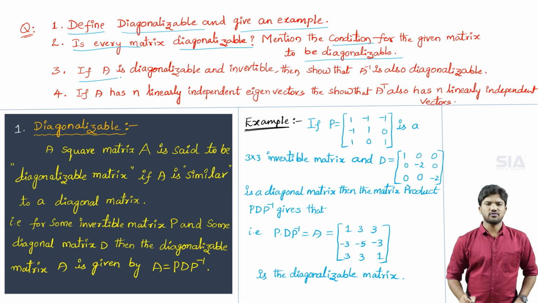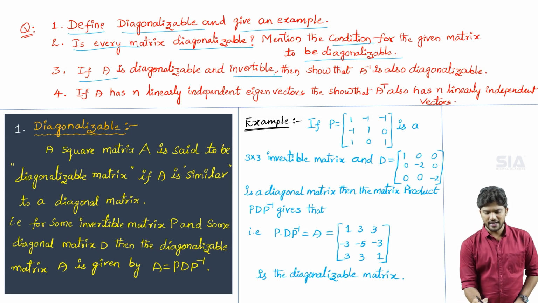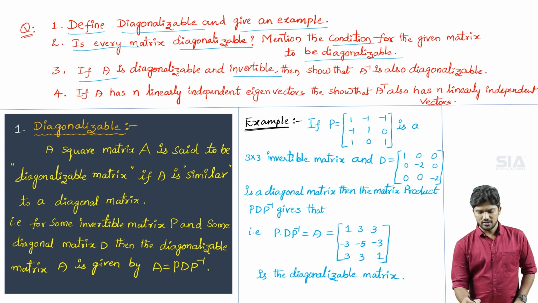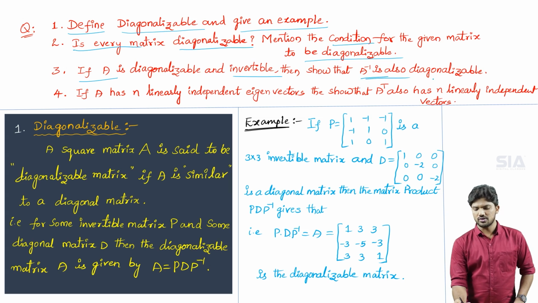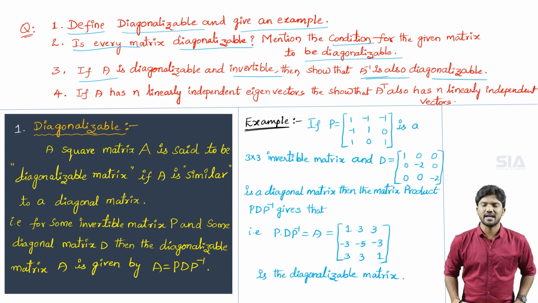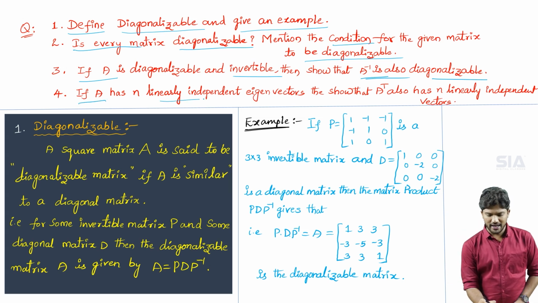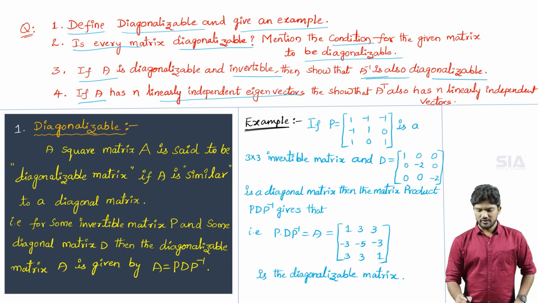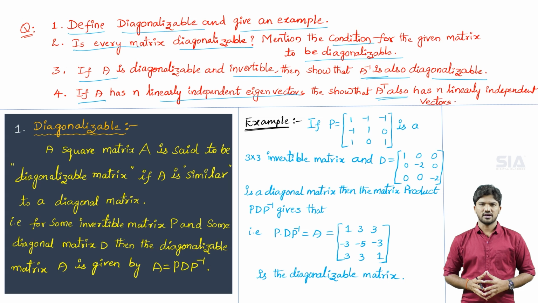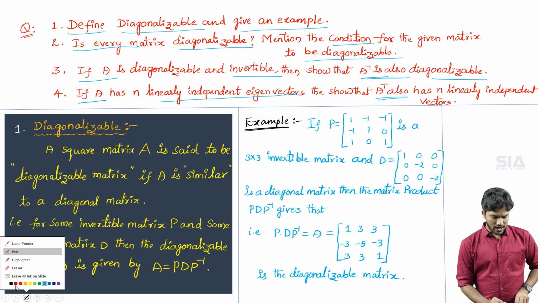Third question is, if capital A is diagonalizable and capital A is invertible, then we have to show that A inverse is also diagonalizable. Fourth problem is, if capital A has n linearly independent eigenvectors, then we have to show that A transpose also has n linearly independent eigenvectors. These four problems are very important for the short answer purpose. Defining the diagonalizable matrix is also very important. At the same time, you have to mention one example for that. So let's start the answer for this problem.